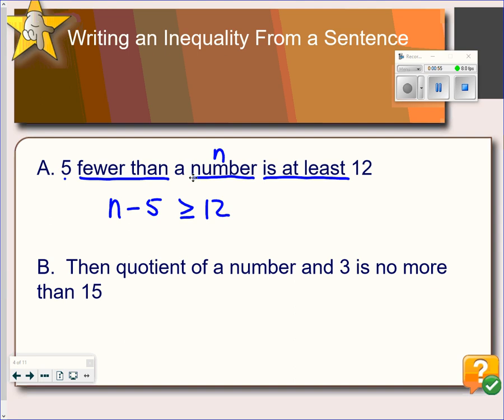In example B, the quotient, that means division, of a number, let's call that n, and 3 is no more than, so that's going to be an inequality again, 15. So we have a quotient of n and 3, so this division, n divided by 3, is no more than 15. So the maximum it can be is 15, but it could be less. So it's going to look like that.